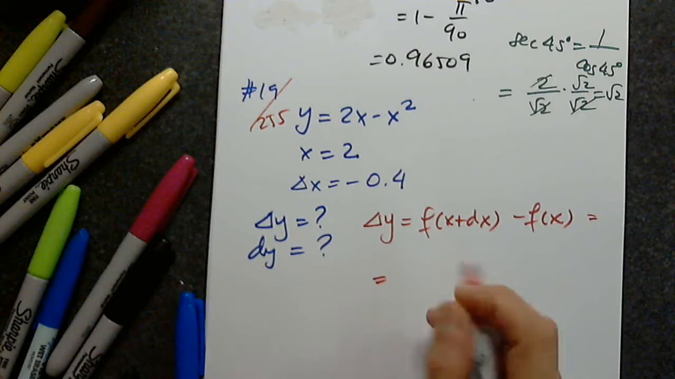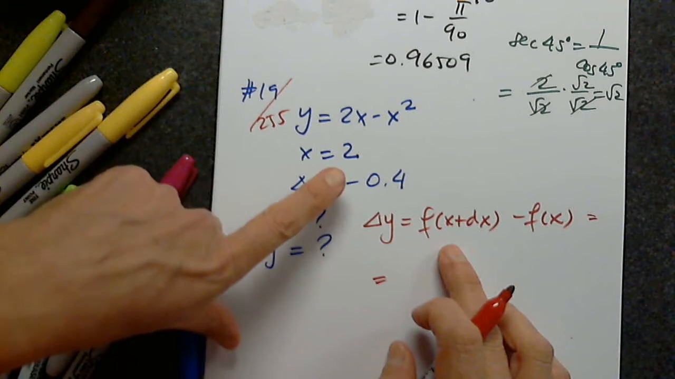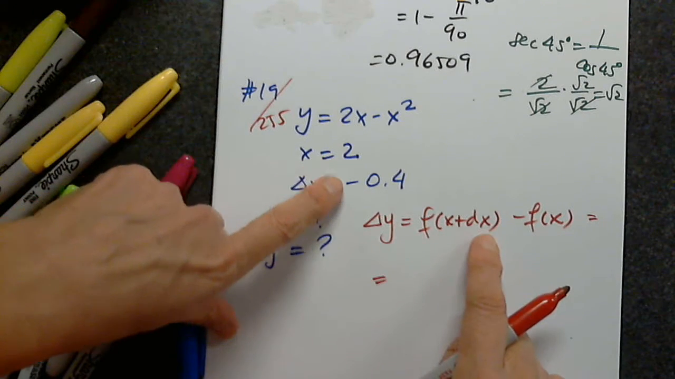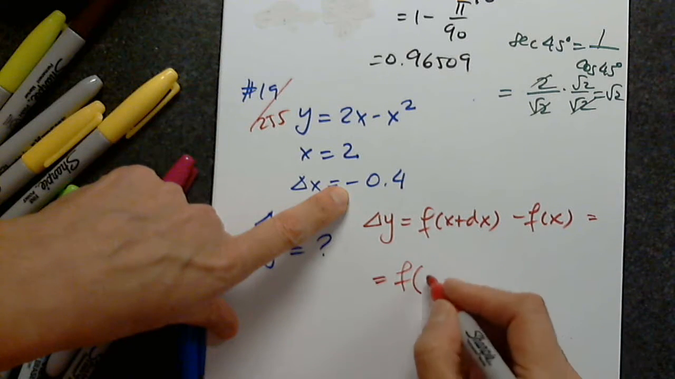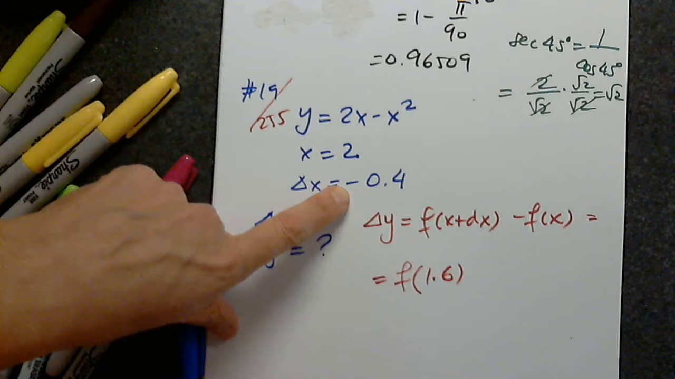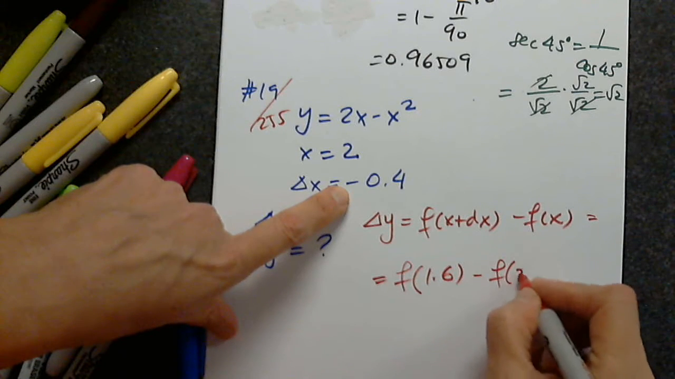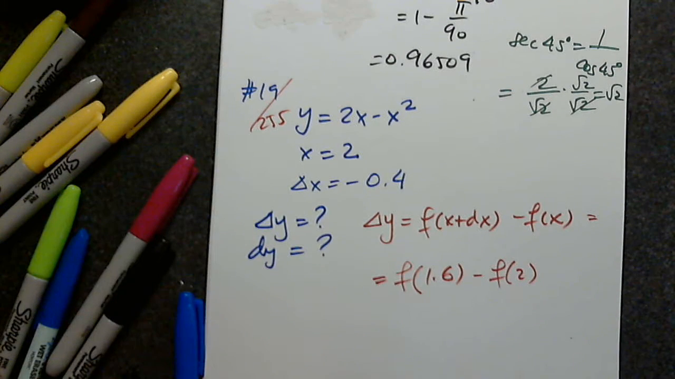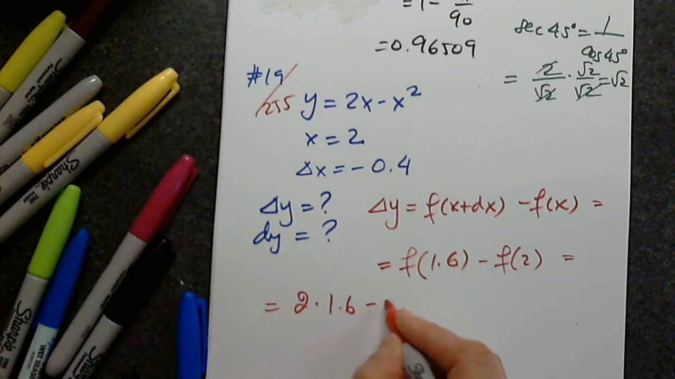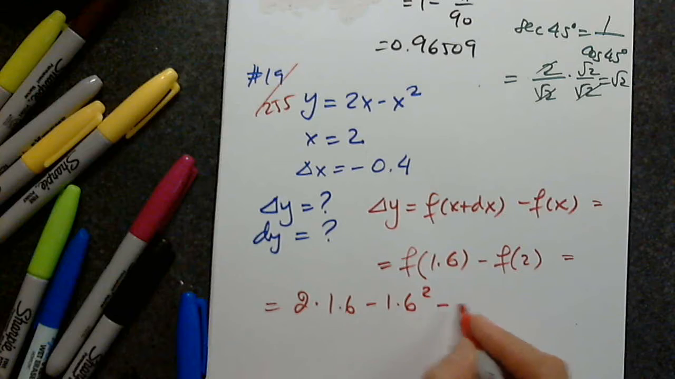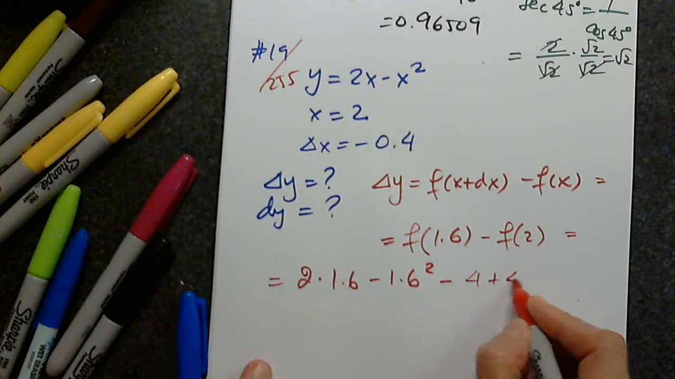So this is definitely 2 minus 0.4. So this will be f of 1.6 minus f of 2. Now I plug it in. 2 times 1.6 minus 1.6 squared minus 4 plus 4.